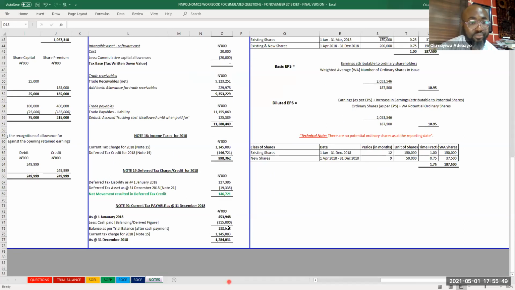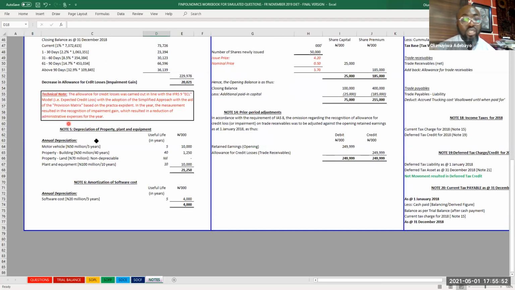Look at it here. Depreciation of property, plant, and equipment. Motor vehicle was 50 million for 5 years, it's 10 million. Property is for 40 years. Land is non-depreciable, and plant and equipment for 10 years. This is our depreciation for the first, that's for 2018. Okay, now software owned.